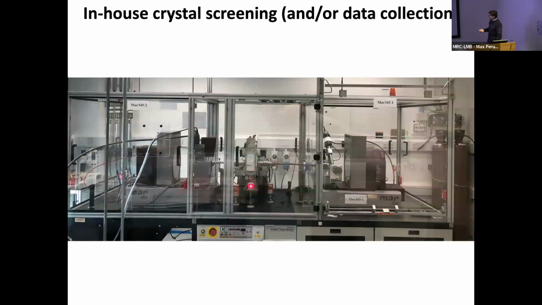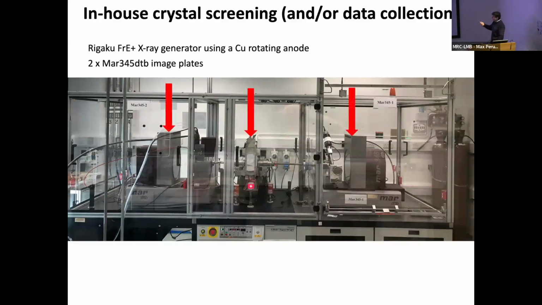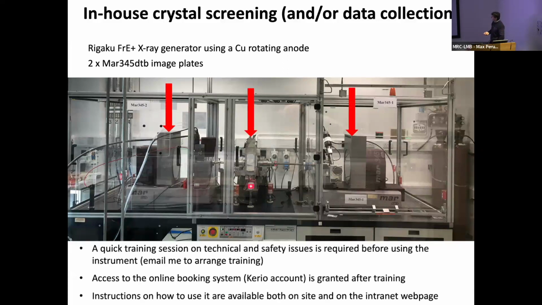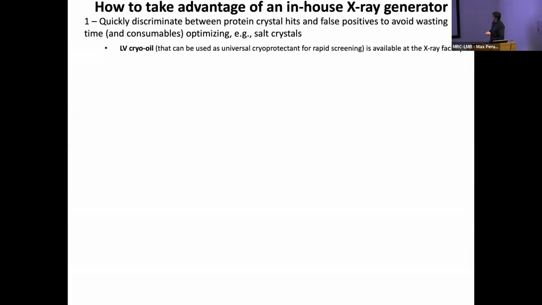If you want to collect in-house, we've got an X-ray generator, which has two independent screens, so two people can do experiments at the same time. You will need to have a quick training session, then you can start to book it, or you just email me if you want to use it. If you need to use it, we'll just discuss it, don't worry.